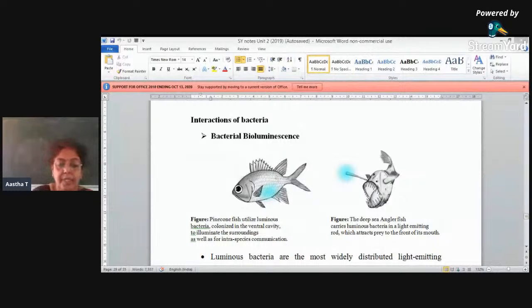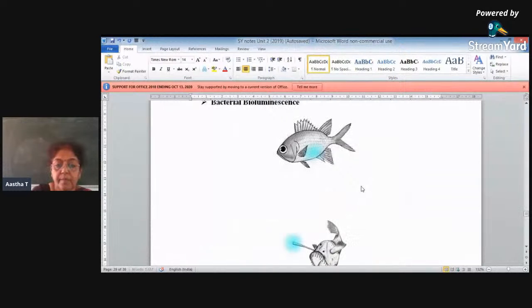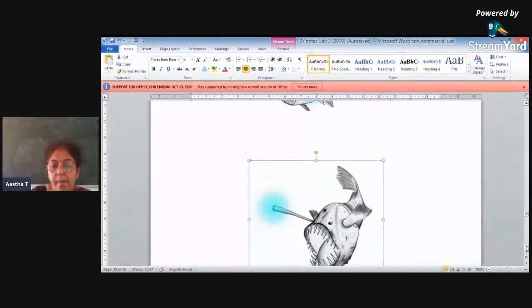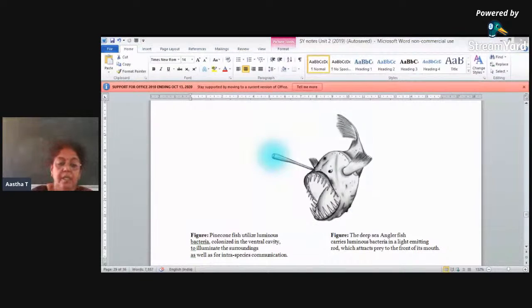And this one is the, to show you a bigger image. So this is a deep sea angler fish. Okay, can you see it now? Very clear, it is a deep sea angler fish.